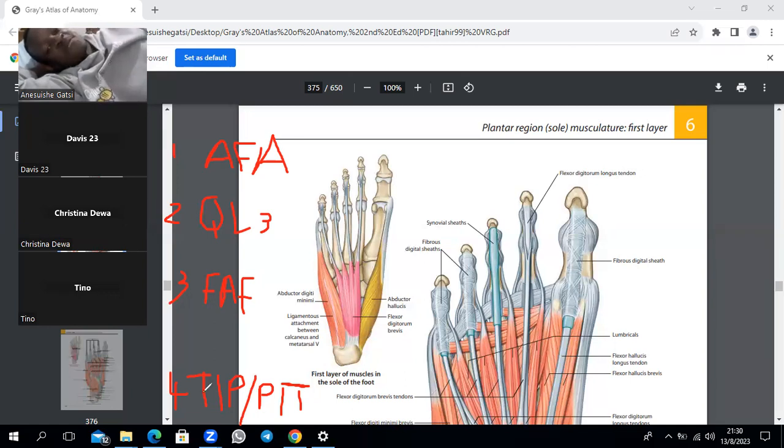So the first layer, alpha, the 2 A's on the outside, they're abductors. I think you can see this diagram here. There's this abductor, and there's this abductor. One for the big toe, one for the small toe.